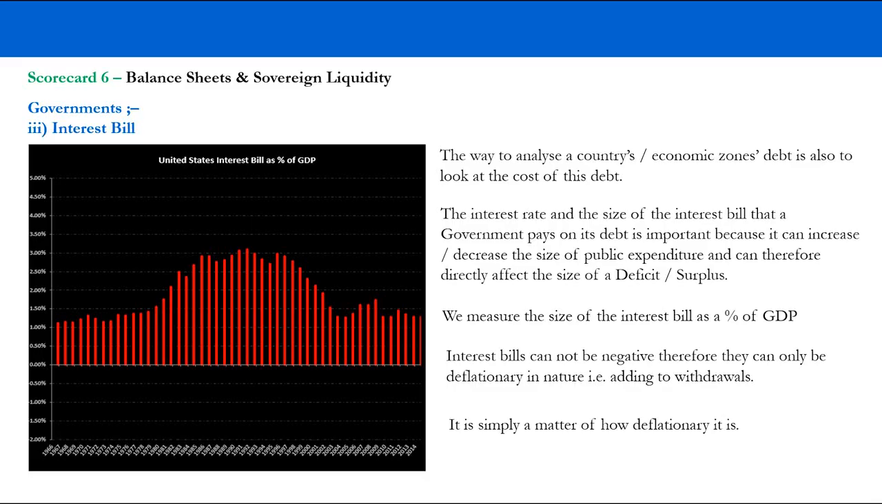And one thing to note here is that interest bills cannot be negative. Therefore, they can only be deflationary in nature. So they only add to withdrawals. If you've got no debt, you pay no interest. So it's just zero. But if you've got debt, you are obviously paying some sort of interest, unless the interest rate is zero. An interest bill can only be a withdrawal. And it's basically just simply a matter of how deflationary it is. So it can't be inflationary because it's a withdrawal. It can only be deflationary, and it's a matter of how deflationary it actually is.